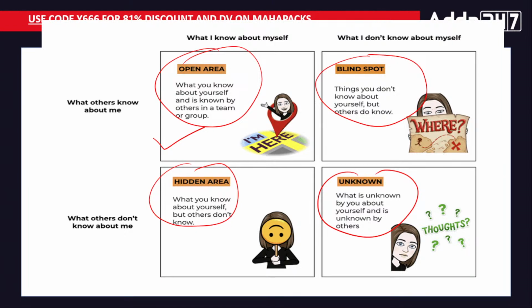What is a blind spot? Blind spot means you don't know about yourself but others know about you. Hidden means you don't want to disclose anything about yourself and others don't know. And unknown is where even you don't know and others also don't know. So that is absolutely wrong. So always try to increase this area, the left pane.